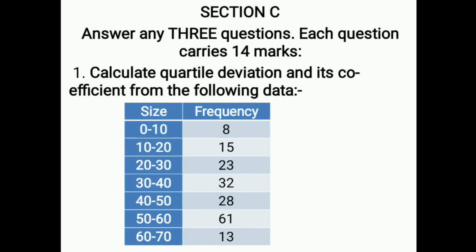10 to 20 marks is scored by 15 students. 20 to 30 marks is scored by 23 students, and finally 60 to 70 marks are scored by 13 students. So here in this question, we take marks as class interval and frequency as number of students. They have asked to find out the quartile deviation and its coefficient from the following data. So we'll go to the solution part.